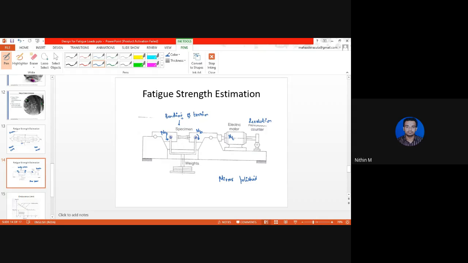So basically what do we do? After rolling and turning to dimension, we will do a buffing operation where the surface scratches are removed. I was talking about fatigue crack propagation, that is the mechanism of fatigue failure. I told you that surface scratches will be there, which will act as a region of stress concentration.